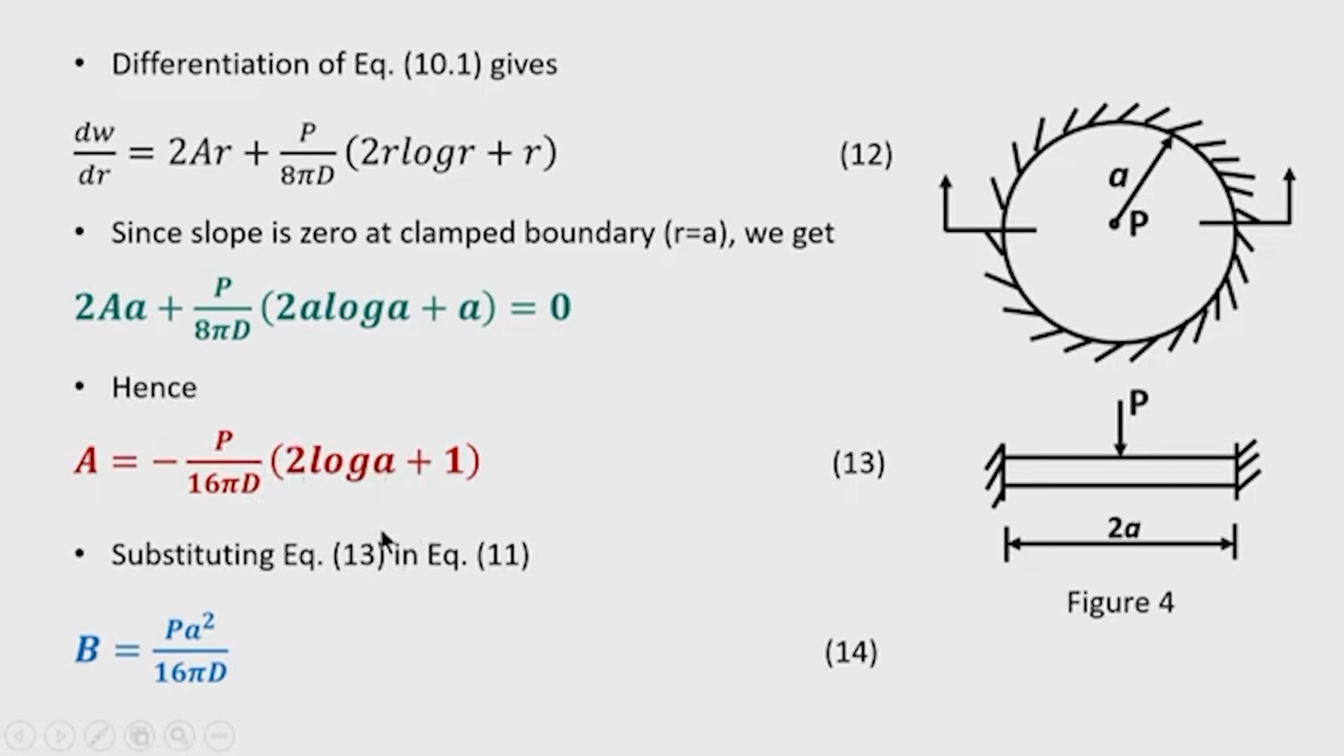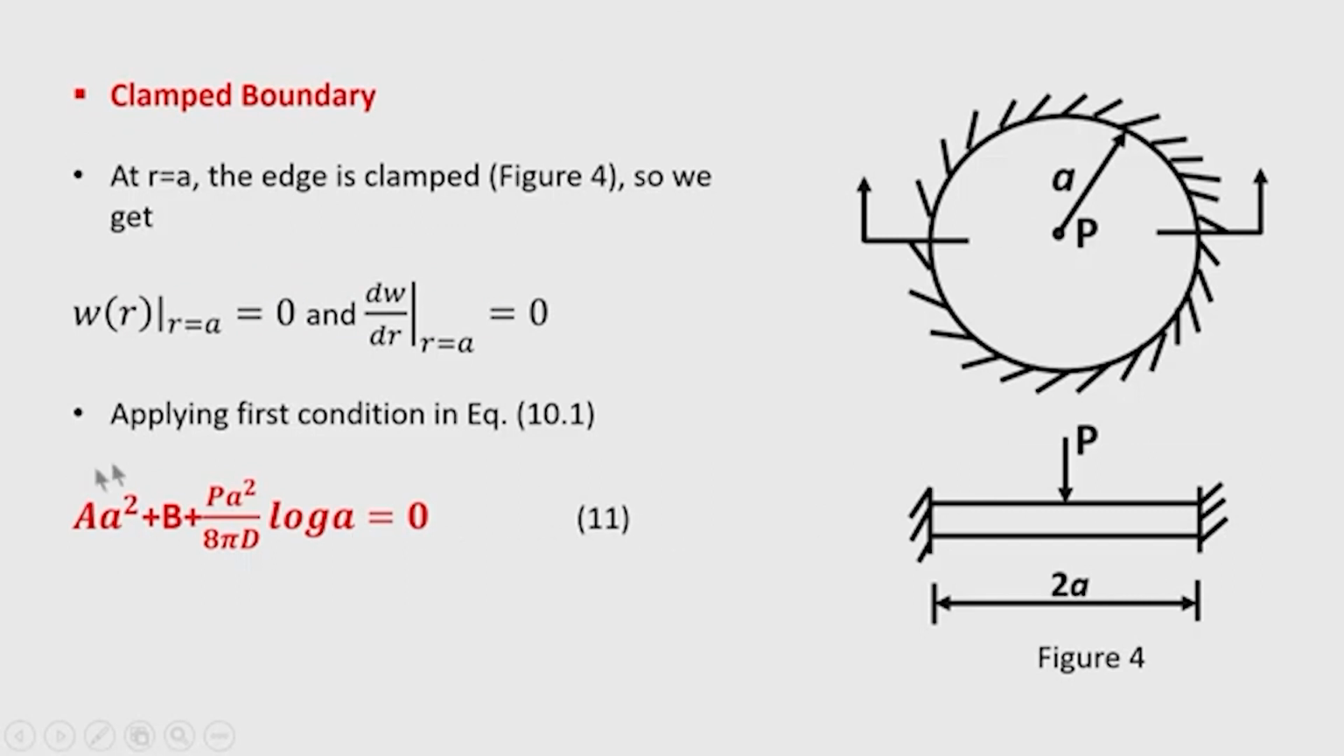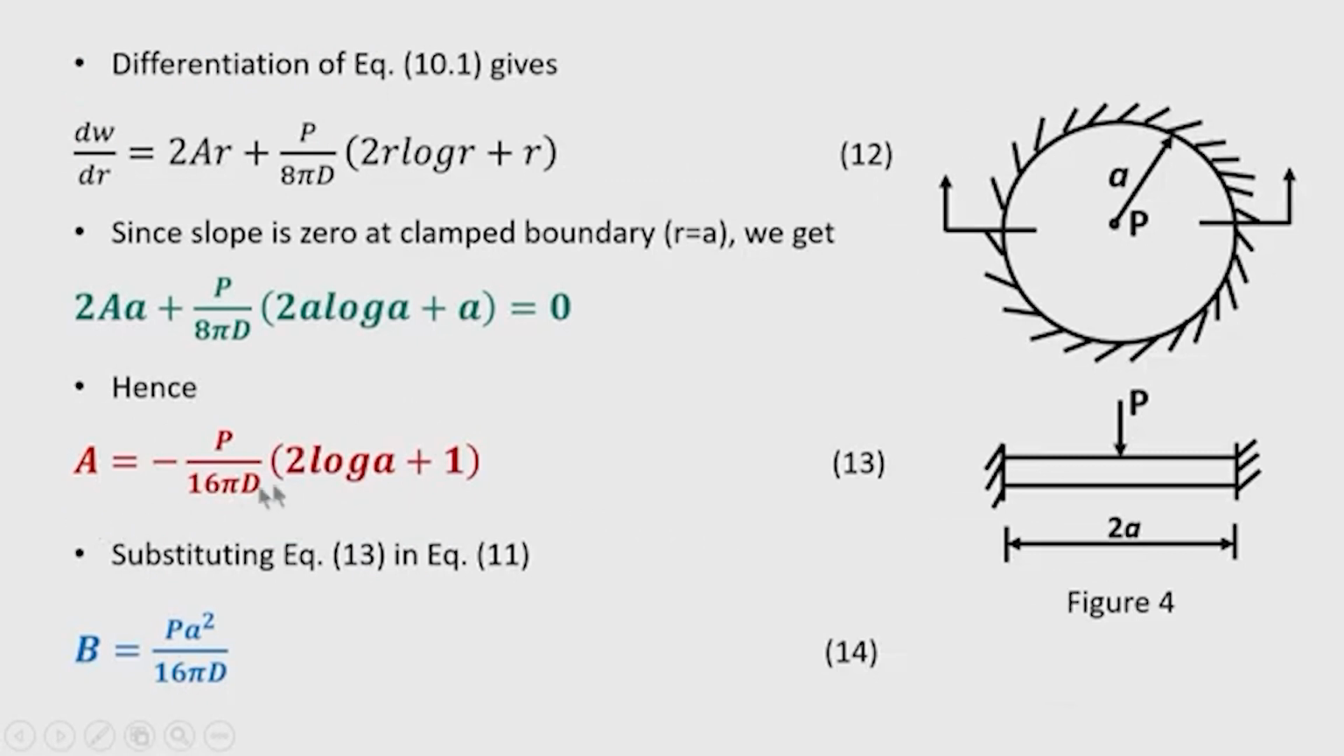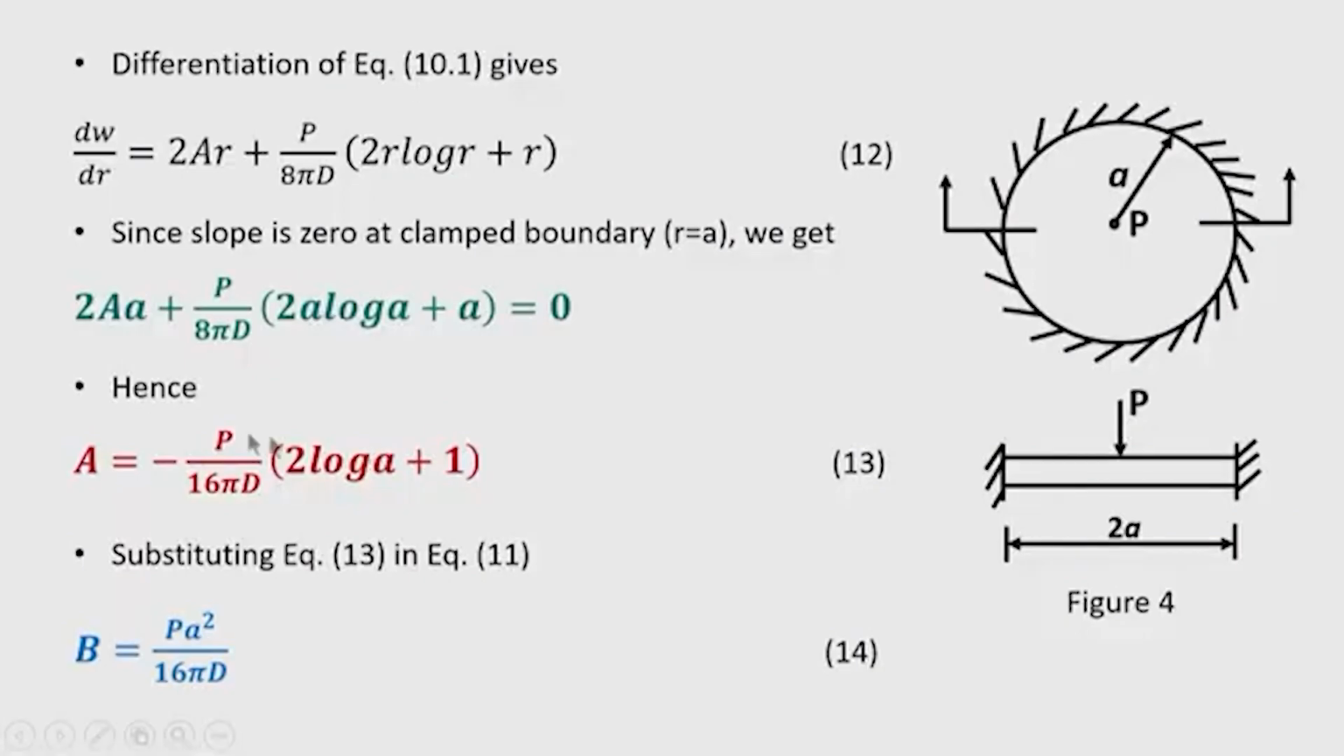Now, if I substitute equation 13 in equation 11, because equation 13 gives the value of A in terms of known parameters: p is known, the flexural rigidity of the plate D, which depends on the material constants E, mu and also the thickness of the plate, is known, and the radius of the plate is known. So, the constant A is fully evaluated.